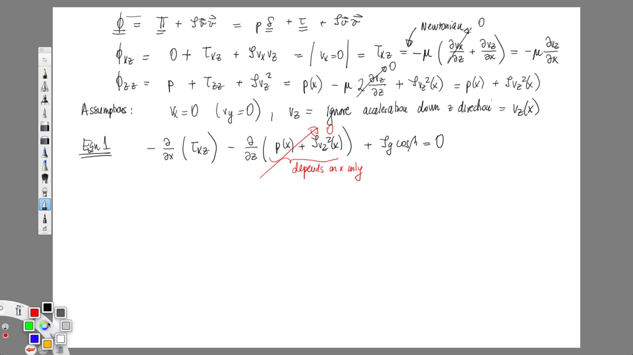So what's left? This is negative partial x tau xz plus rho g cosine beta is equal to zero. Essentially, partial x tau xz is equal to rho g cosine beta. So the first thing that I can solve for is shear stress. And the shear stress is really simple to integrate. Here, I assumed dependence only on x, so this partial derivative is really a derivative with respect to x. Okay, so tau xz is rho g cosine beta x plus some constant. I'm going to call it c1.